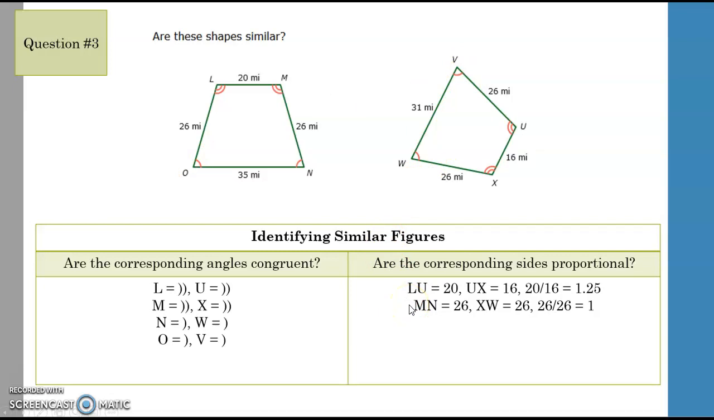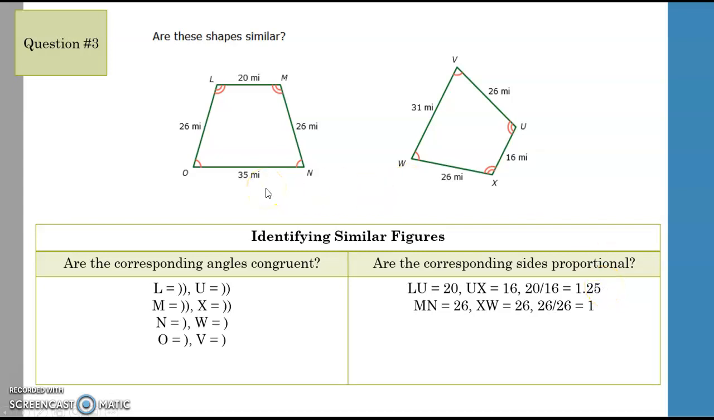So now we have to compare our side lengths. I'm going to start with LM. This says LU, that really should be LM. Okay, LM, which is kind of like the top of the trapezoid. It's the short side of the trapezoid, the short top side. 20. And I'm going to match that up with UX. So we're going to divide 20 divided by 16. 20 divided by 16 is 1.25.